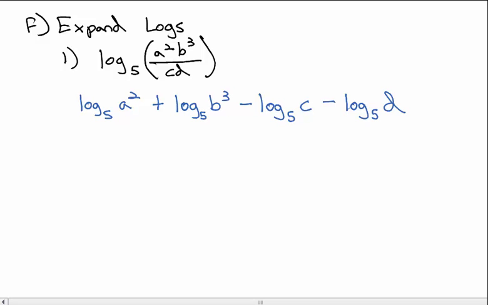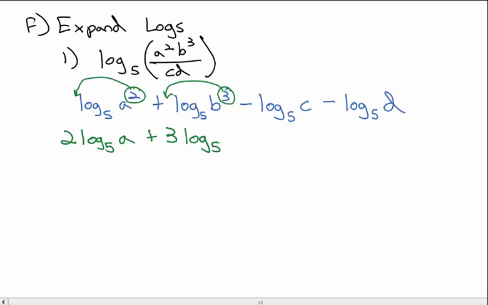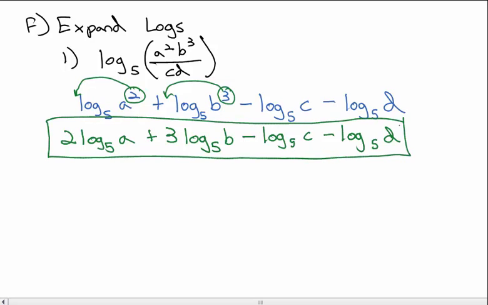And we can complete this expanding process by grabbing those exponents and moving them out front. Actually, this process of grabbing an exponent and moving it out front is going to be essential for what we're doing tomorrow. We've got 2 log base 5 of a plus 3 log base 5 of b minus log base 5 of c minus log base 5 of d. And we have our expanded logarithm.